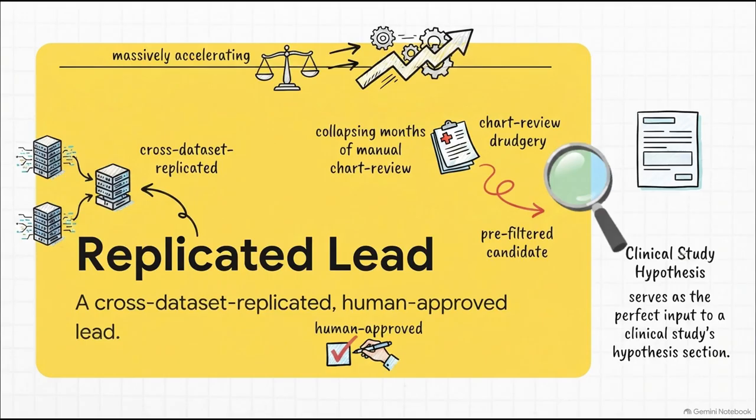What actually comes out the other end is what we call a replicated correlational lead. That is a well-formed, cross-dataset replicated, human-approved lead that serves as the perfect input to a clinical studies hypothesis section. The incredible value here is for the human researcher. We are literally collapsing months of manual chart review drudgery into two simple, fast checkpoints. You get to start with a pre-filtered, replicated candidate, instead of just staring blankly at an empty page.